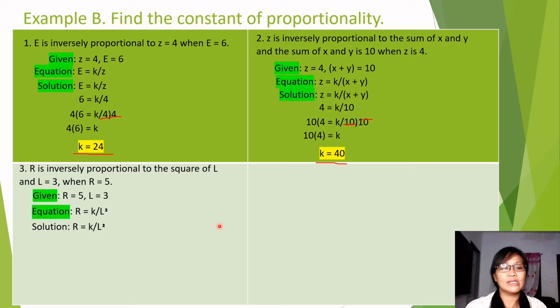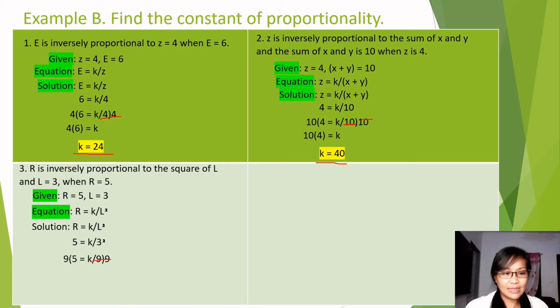Next, for our solution, we're going to use the equation R is equal to K all over L squared. Then substitute the given. For our R, 5, and for our L, 3. So we have here 5 is equal to K all over 3 squared. So we need to square first 3. Therefore, we have 5 is equal to K all over 9. So to isolate K, we're going to multiply both sides by 9. Therefore, we have 9 times 5 is equal to K over 9 times 9.